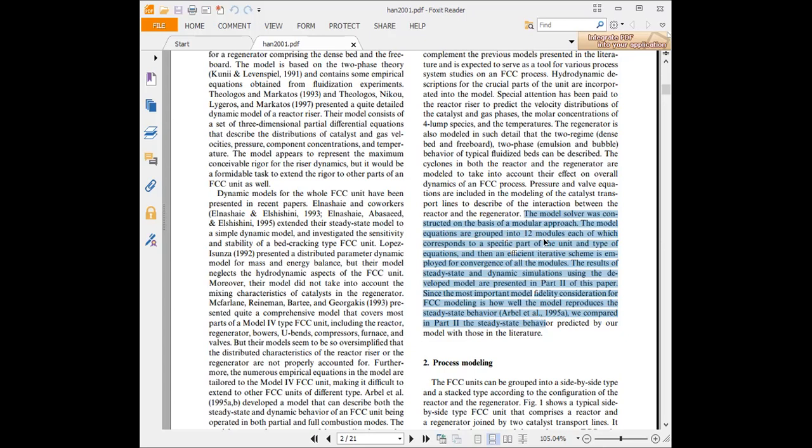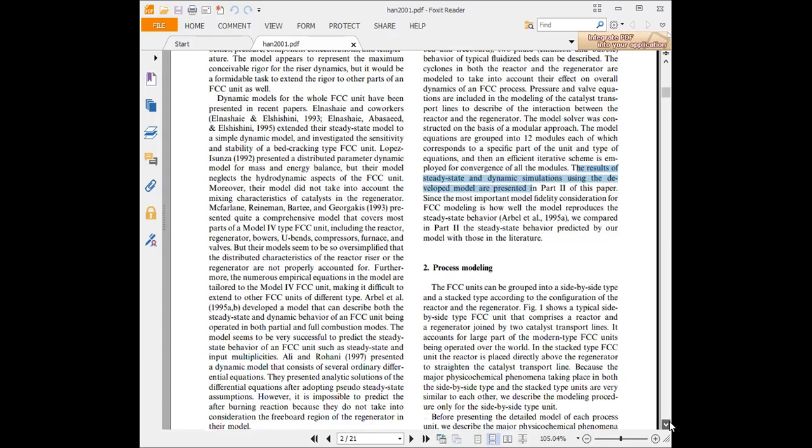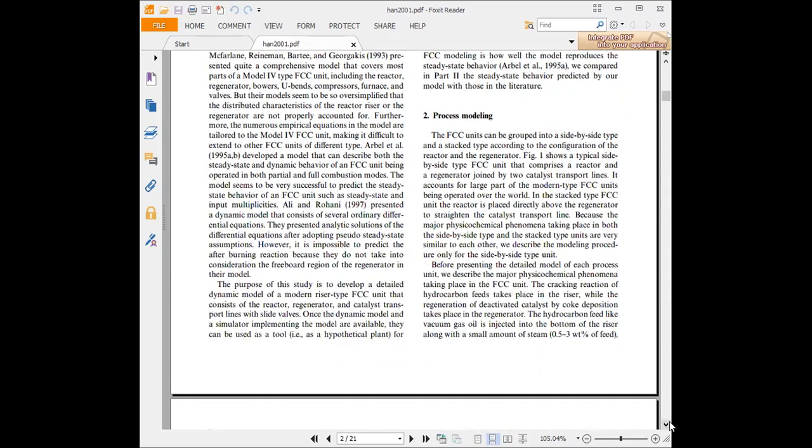Here they have mentioned hydrodynamics. They have studied hydrodynamics as well. And as we have discussed, catalyst, molar concentration, four lump species, and temperature. They even tried steady state as well as dynamic simulations using the developed model, and that they have presented in their second paper. So here we will just go through the first part of process modeling.